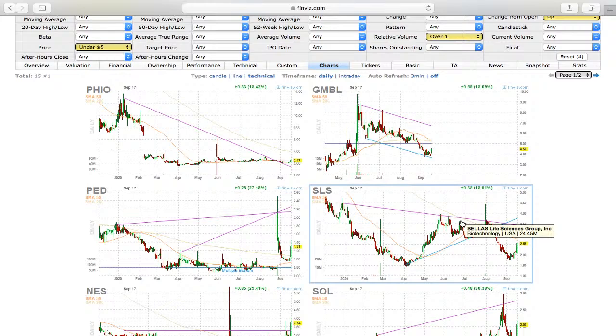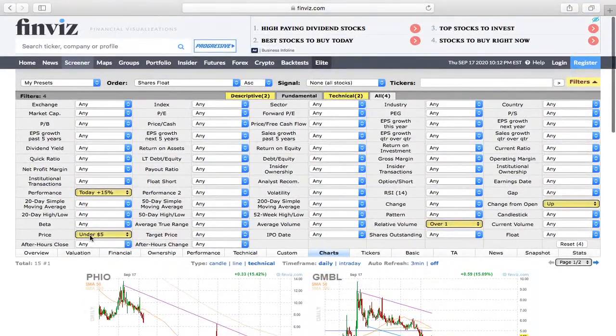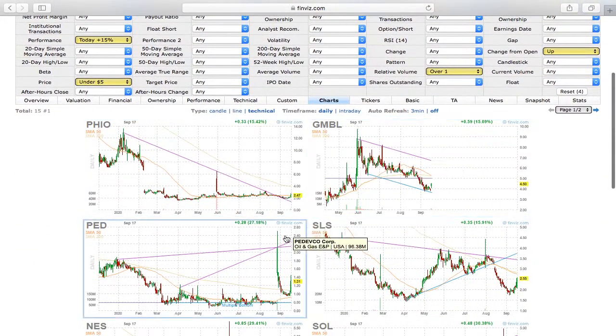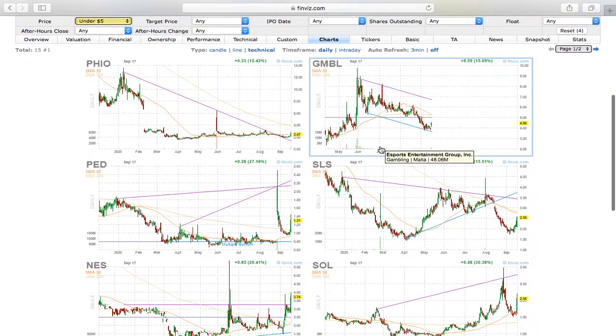All right, so this current stock scan is going to show you stocks that are looking for continuation. First of all, we're doing under $5. We're trying to do penny stocks, and we're just looking for stocks that changed from the open. So it went up since open, and performance is up. This is stuff that is currently going up. It has good volume and is under $5. So we're looking for a stock that might continue going up.